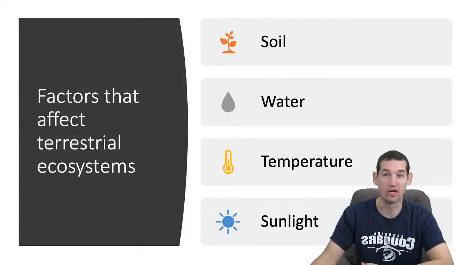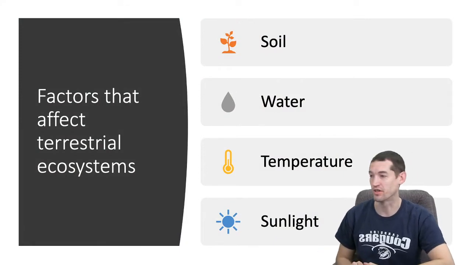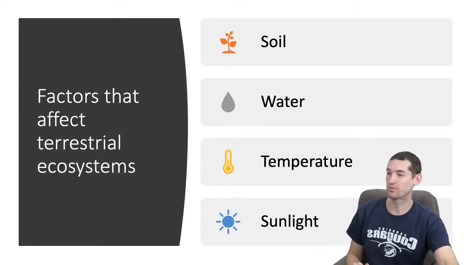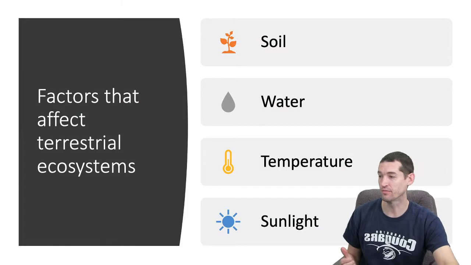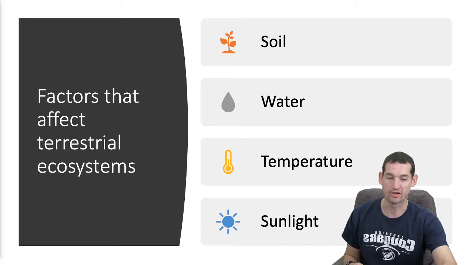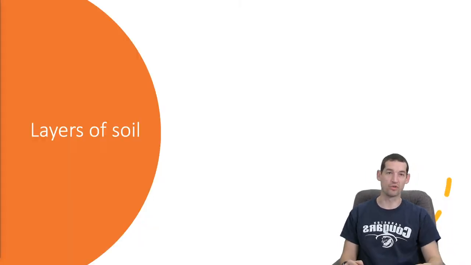Okay, the next thing we're going to look at is some of the factors that affect terrestrial ecosystems, meaning the ones on the land. We're going to look at 4 main factors, but these by far are not the only ones. They're just the 4 that we're going to talk about. So the main ones we're going to focus on will be the soil, the water, the temperature, and sunlight. So the first thing you need to understand are the layers of the soil.